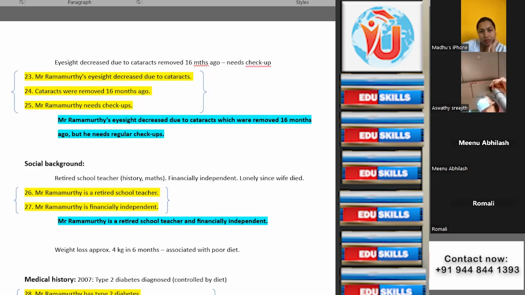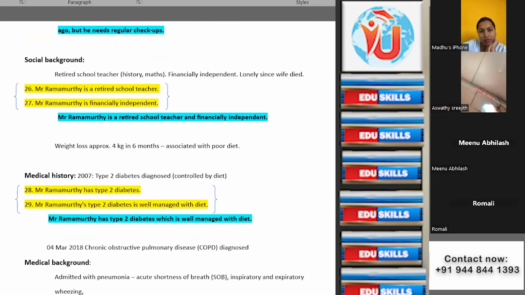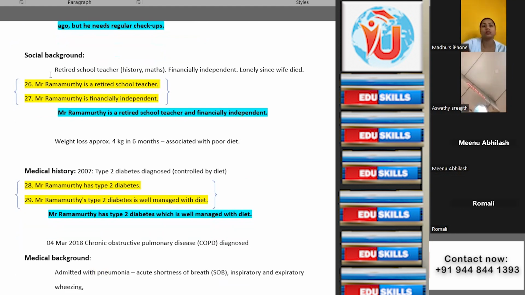Okay. Next one, social background. Here also, there is a case note: retired school teacher, financially independent. It's written. So we can make it as simple sentences like Mr. Ramamurthy is a retired school teacher. Mr. Ramamurthy is financially independent.